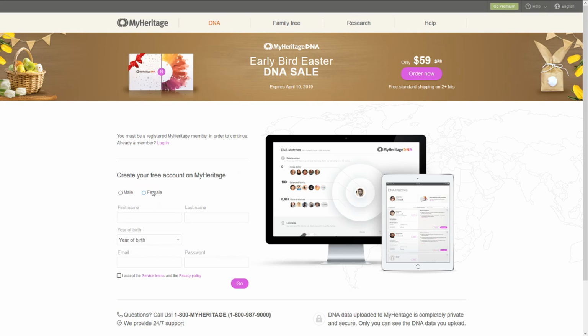So we're going to click on Start, and that's going to bring you up a place where you create a MyHeritage account: male or female, first and last name, year of birth, email and password, accept. And that's it. Now, once you do that, it's going to allow you to upload your DNA data. Now, it's going to take a few days. In my case, it took 3, maybe 4 days. I can't remember how long.